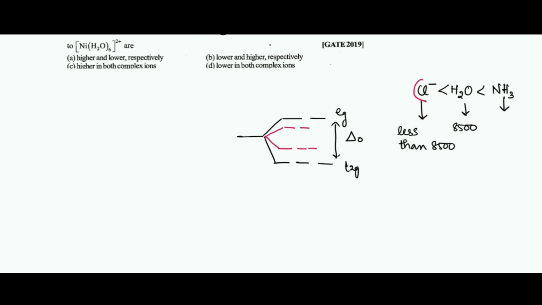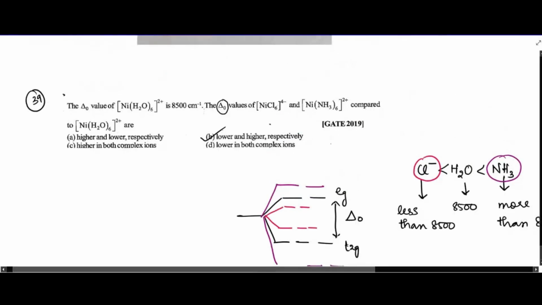Okay, this corresponds to chlorine. And when NH3 comes, it's going to be bigger. So it is going to be more than 8500. So the correct answer is lower and higher. Lower and higher, option B.